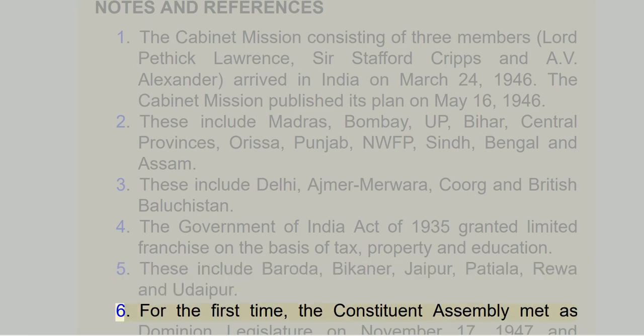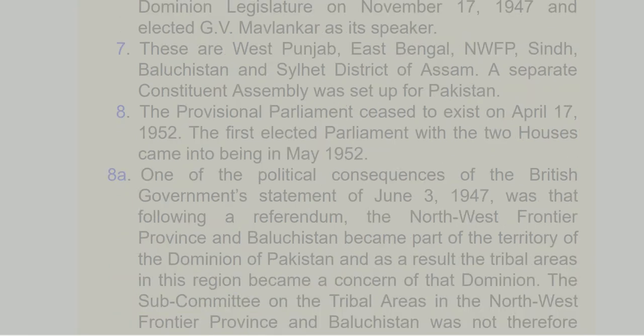6. For the first time, the Constituent Assembly met as Dominion Legislature on 17 November 1947 and elected G.V. Mavalankar as its Speaker. 7. These are West Punjab, East Bengal, NWFP, Sindh, Baluchistan and Sylhet District of Assam. A separate Constituent Assembly was set up for Pakistan. 8. The Provisional Parliament ceased to exist on April 17, 1952. The first elected Parliament with the 2 Houses came into being in May 1952.